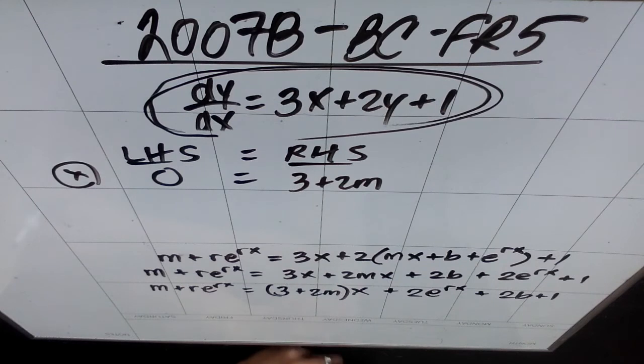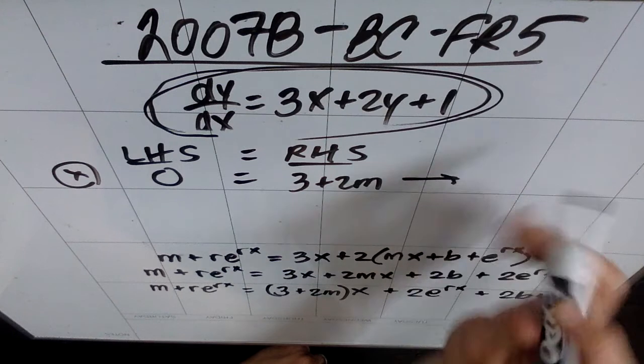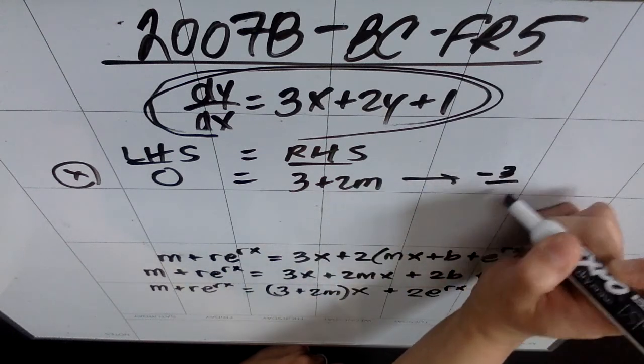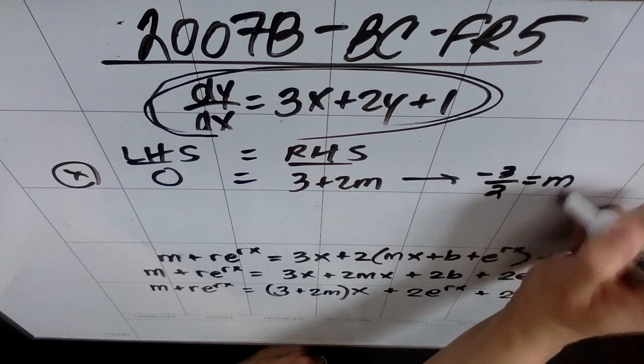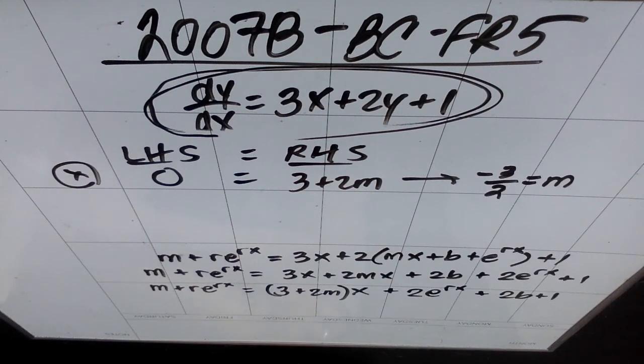Well, that gives me enough information to be able to solve for m, right? So I can take this, subtract the 3 over and divide by -2, or divide by 2 rather, and I get -3/2 is my m, right?